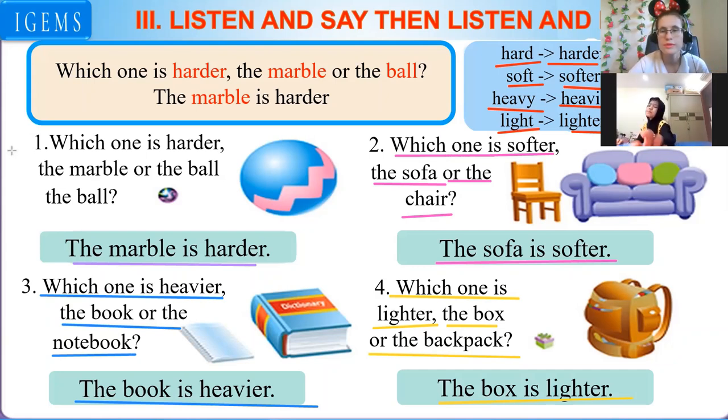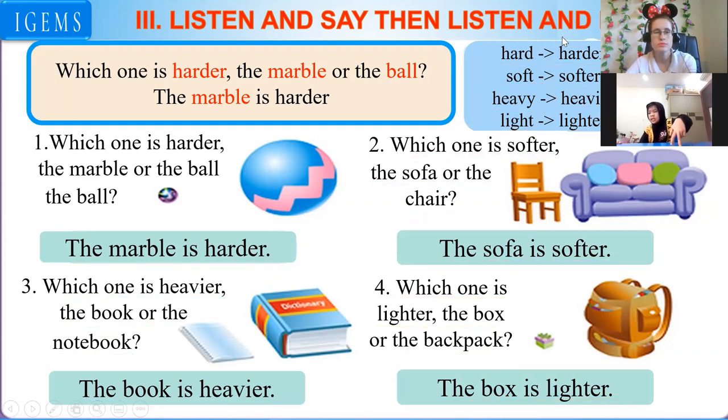Good work. Okay, let's listen. Page 50. C. Listen, ask, and answer. Then listen. Pay attention. Very difficult lesson. The marble or the ball? The marble is harder. Hard. Soft. Softer. Heavy. Lighter.